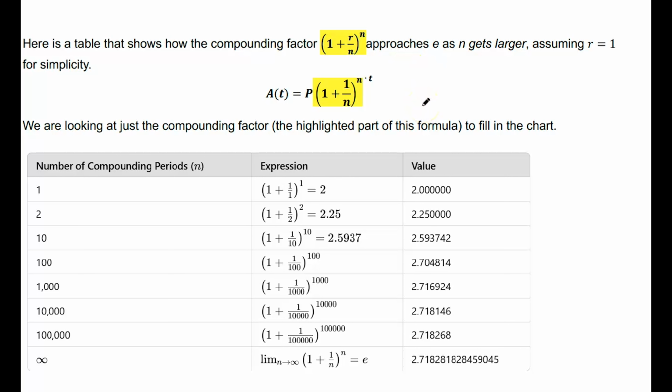And we want to see what happens as n gets larger and larger. Remember, n is the number of times being compounded. On this one, we're going to assume r is 1 just to make things a little bit more simple. So if we have it compounded once, so our n is 1, then the value we get is 2. If it has 2 compounding periods, then it's 2.25.